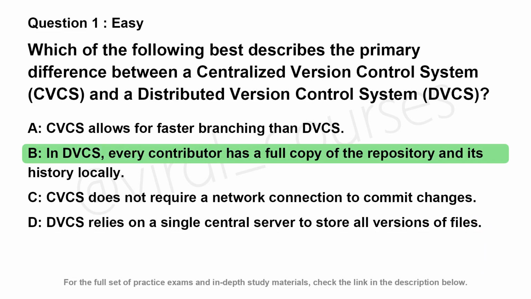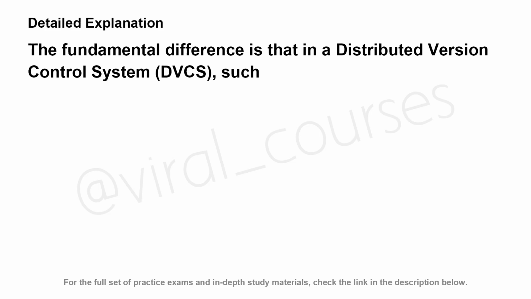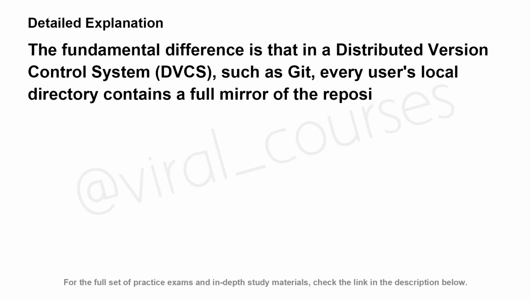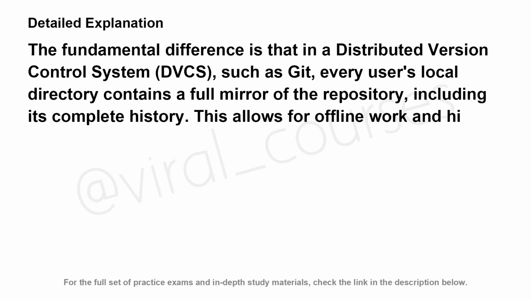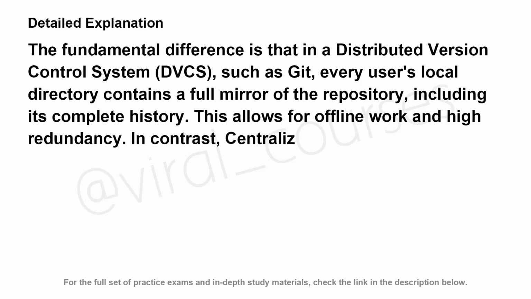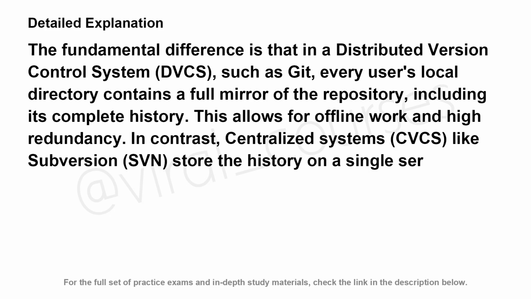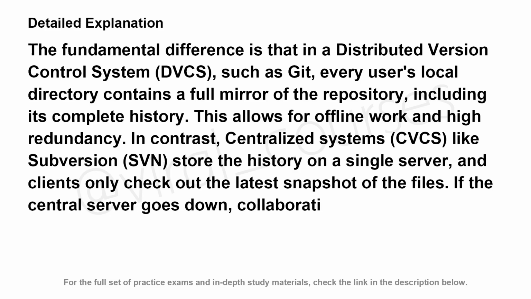The correct answer is B. The fundamental difference is that in a distributed version control system, DVCS, such as Git, every user's local directory contains a full mirror of the repository, including its complete history. This allows for offline work and high redundancy. In contrast, centralized systems, CVCS, like Subversion, SVN, store the history on a single server, and clients only check out the latest snapshot of the files. If the central server goes down, collaboration and versioning are halted.